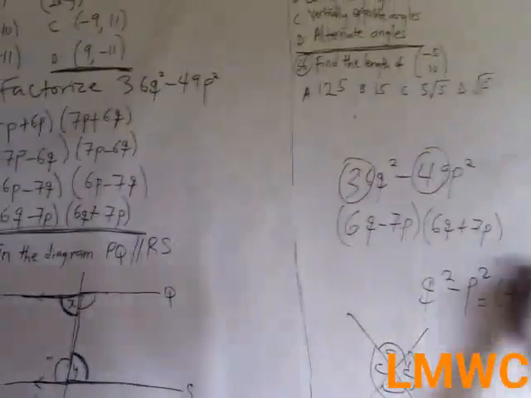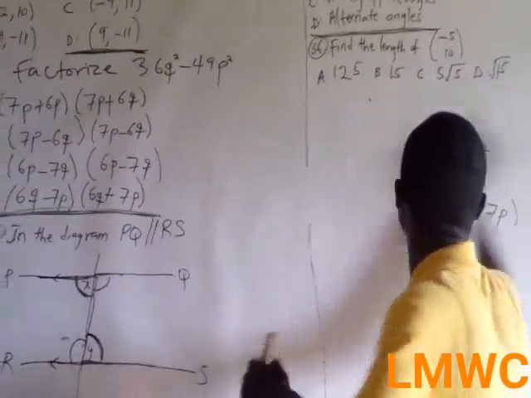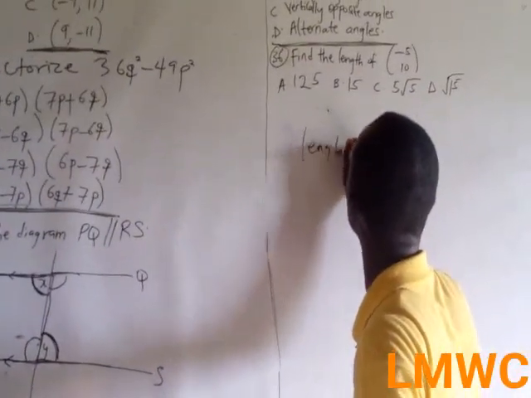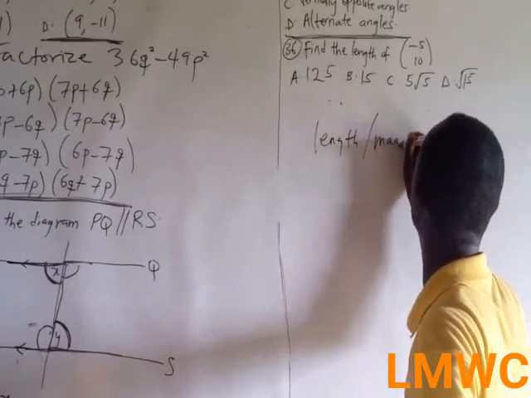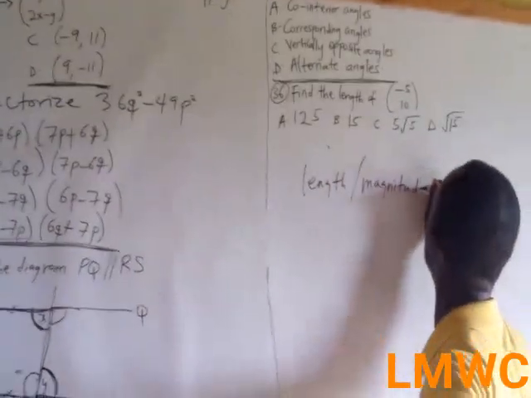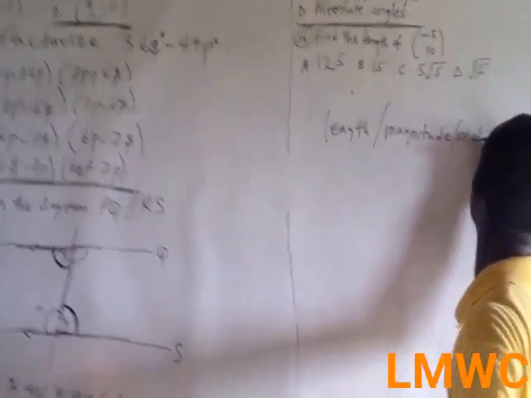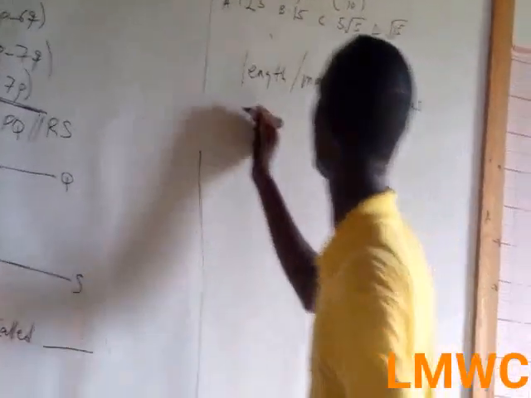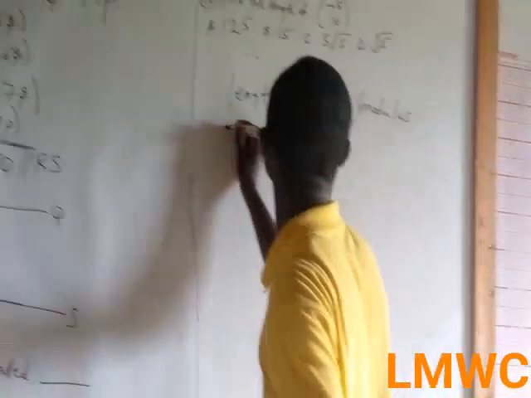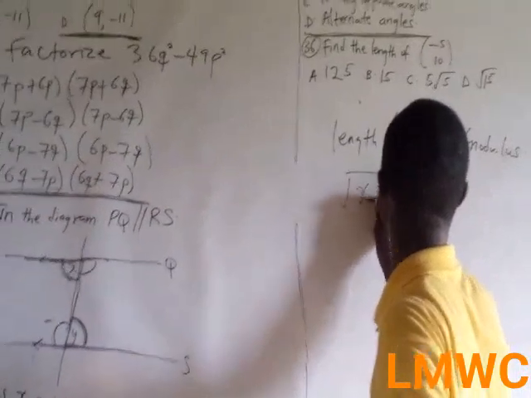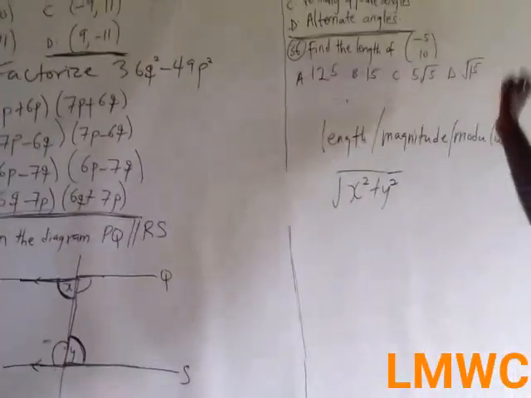36. Find the length of the vector. Another name for length, take note, is magnitude. You can be asked to find magnitude or modulus. So the formula for length, given a question like this, is the square root of x squared plus y squared.